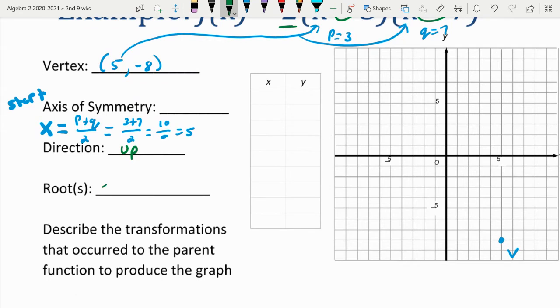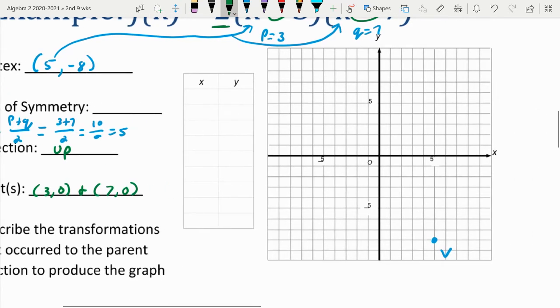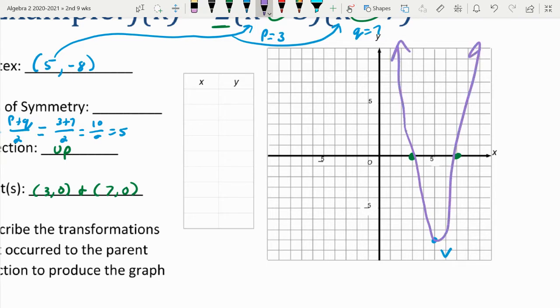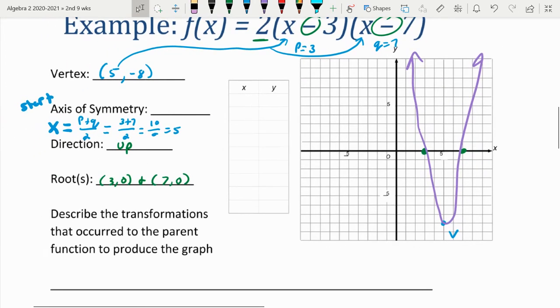So my root is going to be 3, comma 0 and 7, comma 0. All right, and I'll just plot those here. So 1, 2, 3, there's one root there, it's on the x-axis, and then 7 is right there. And then I have my parabola that I can draw through here. Let me see how well I can draw it. Oh, look at that, nailed it. All right, perfect. Okay, so there is my parabola on there.